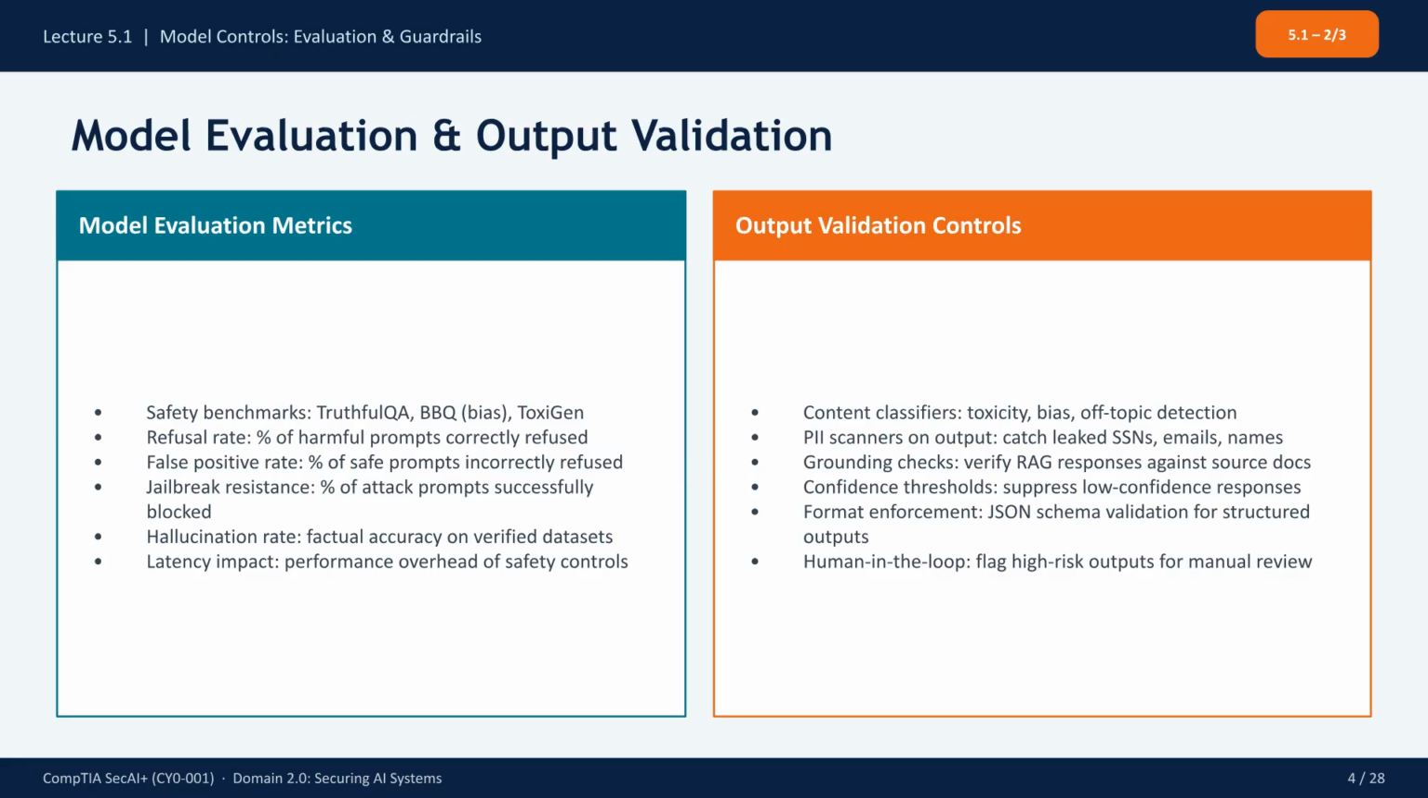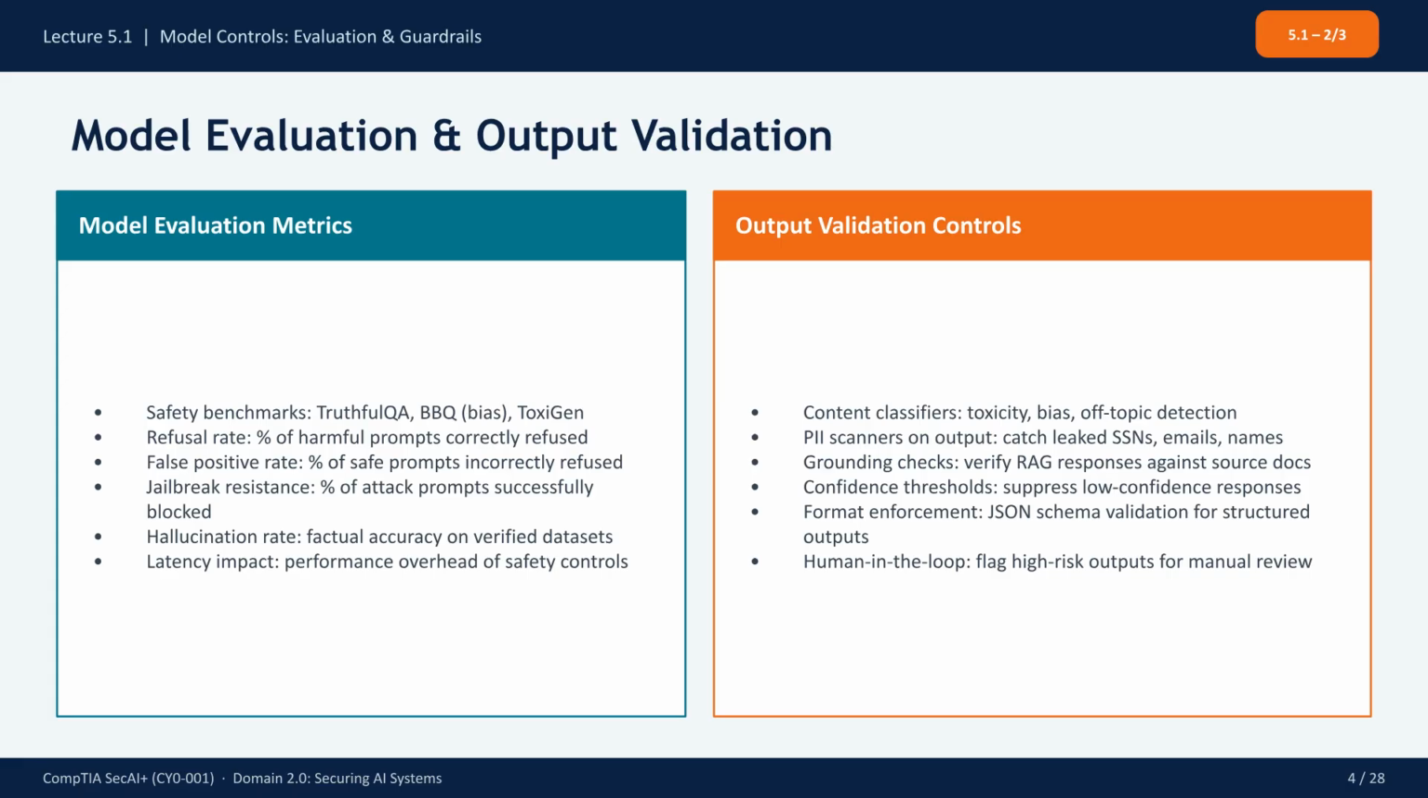On the right side, output validation controls. These are Layer 4 controls that check every response before it reaches the user. Content classifiers scan for toxicity, bias, and off-topic responses. PII scanners catch personal information that might have leaked from training data or RAG context.